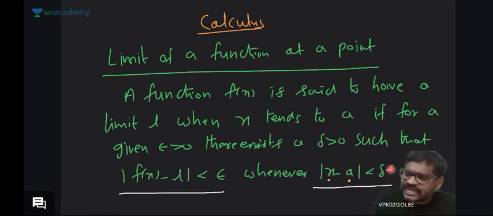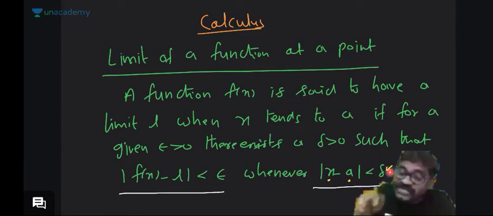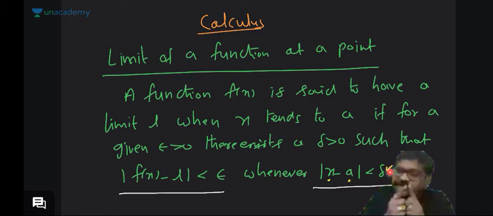less than delta. Sir, what is delta? Already one question came. What is delta? Delta is very, very smallest positive value. So the distance between x and a is very, very small. Whenever distance between x and a is very, very small, at the same time, the distance between f of x and L is also very, very small. Then L is called limit of f of x when x tends to a. Okay, observe.